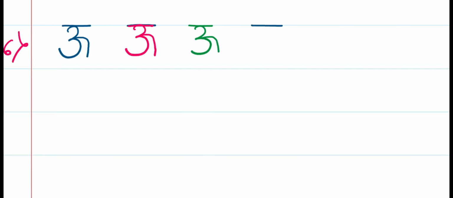This is similar to the fifth one. You just put a tail. Let's try it one more time together. You put a horizontal line, you make a three, you make a tail. The tail should actually be the same length as the three.